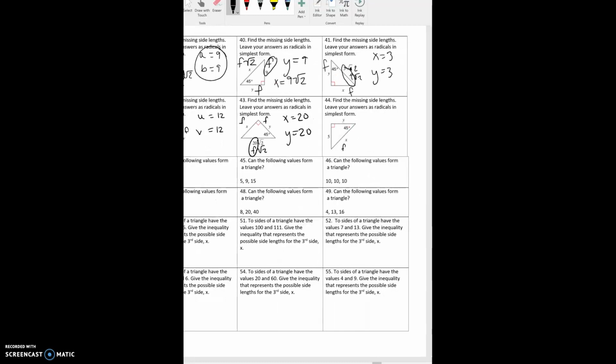Do it again, f times the square root of 2, f and f. F equals 5, so y equals 5, and x equals 5 times the square root of 2.